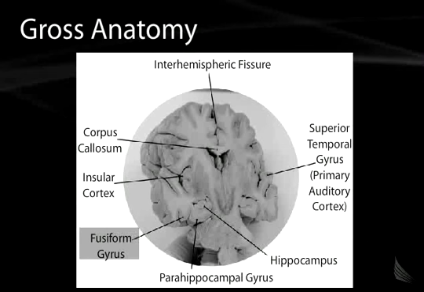Inside the lateral fissure, or the Sylvian fissure, is the insular cortex. And then again, you can see here the superior temporal gyrus, which corresponds to the primary auditory cortex, which is just below the Sylvian fissure.